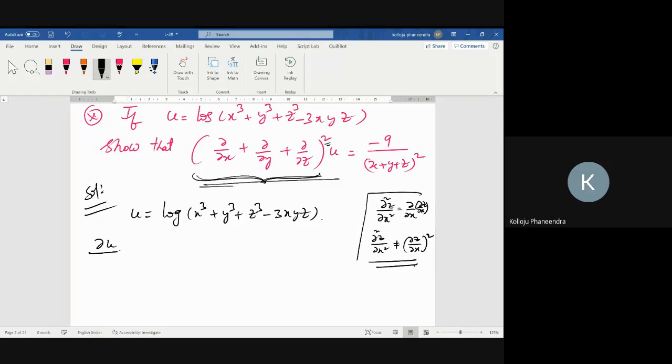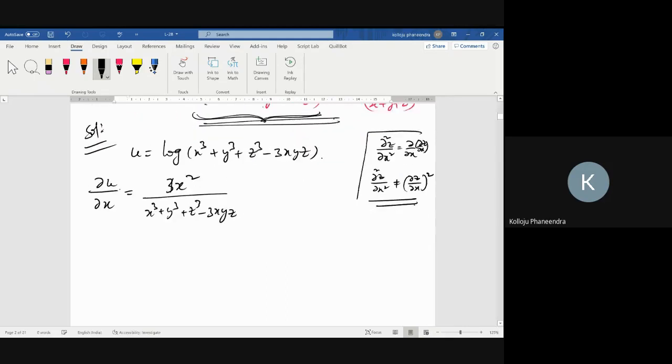Without whole square means what? ∂u/∂x + ∂u/∂y + ∂u/∂z. So let me calculate those first. First, ∂u/∂x. Logarithm derivative: 1 over (x³ + y³ + z³ − 3xyz), and the derivative of x³ with respect to x is 3x².